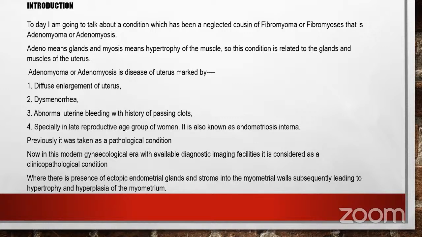Previously, it was taken as a pathological condition, but now in this modern gynecological era, with available diagnostic imaging facilities, it is considered a clinico-pathological condition, where there is presence of ectopic endometrial glands and stroma in the myometrial walls, subsequently leading to hypertrophy and hyperplasia of the myometrium.